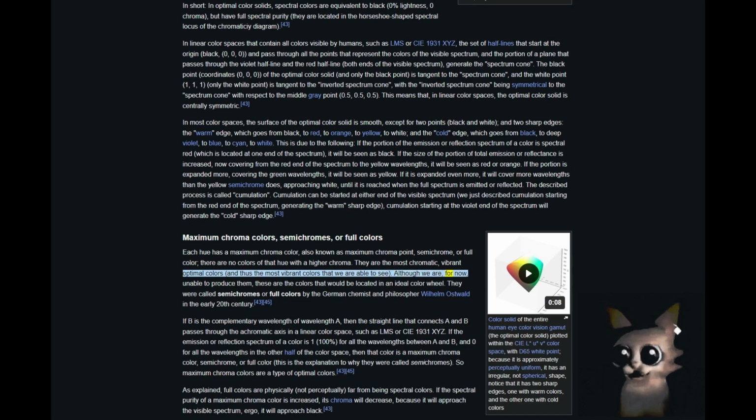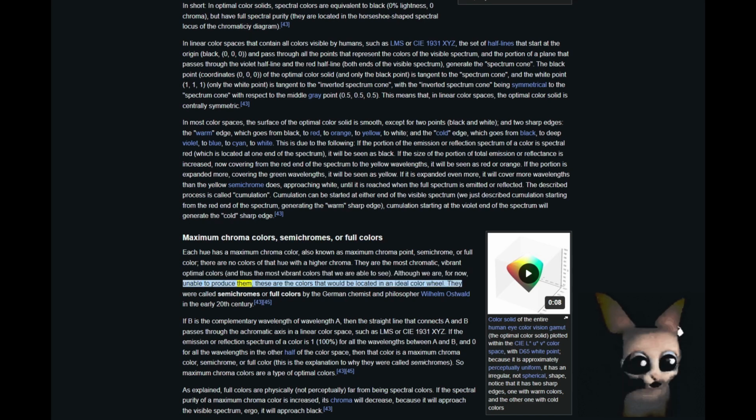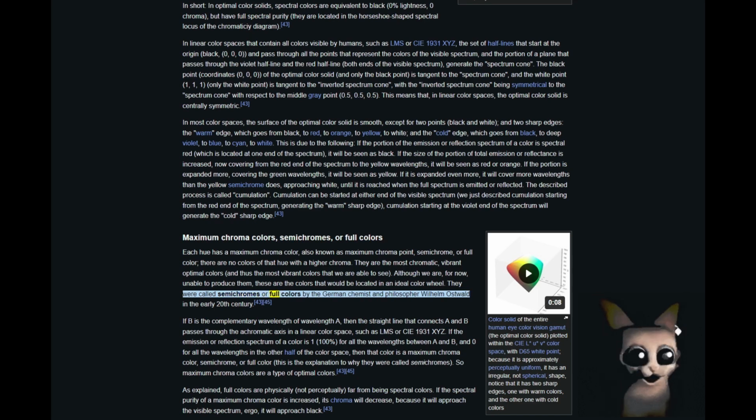Although we are, for now, unable to produce them, these are the colors that would be located in an ideal color wheel. They were called semichromes or full colors by the German chemist and philosopher Wilhelm Ostwald in the early 20th century.